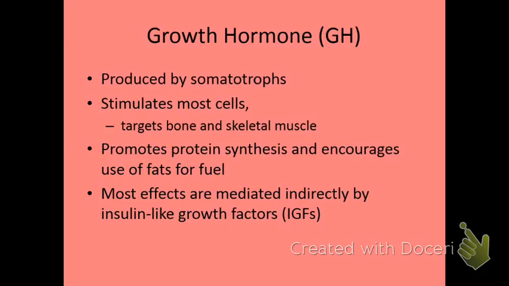Growth hormone. This produces what we call somatotropins. They stimulate most cells of the body to increase your growth. Without this, your bones, your skeletal system, will not grow. Decreased production of growth hormone will result in a short stature in humans, and we'll have a dwarfism apparent in those individuals.